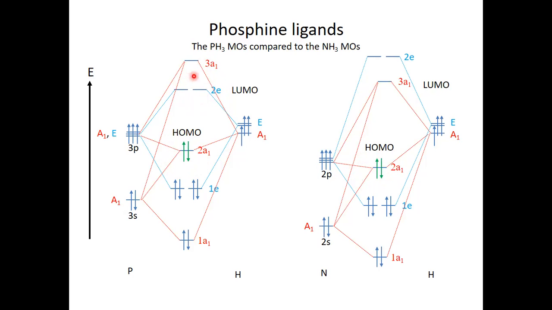So because of the energetically low-lying 2E orbitals, these 2E orbitals can now be involved in the bonding, and they can accept electrons in a pi fashion from a transition metal, and this is why phosphines can also be good pi acceptors. NH3 does not have these abilities, again, because the 2E orbitals here are higher than the 3A1 and are not really available for bonding.